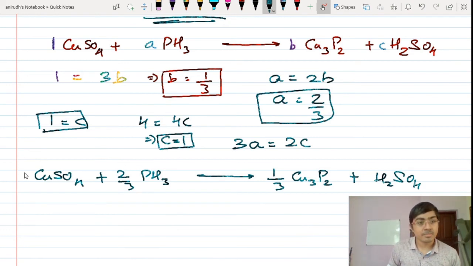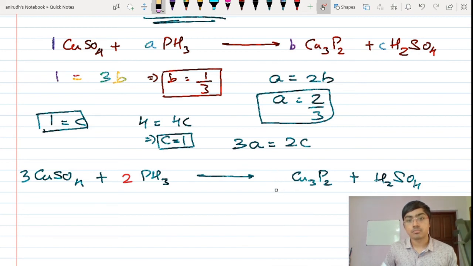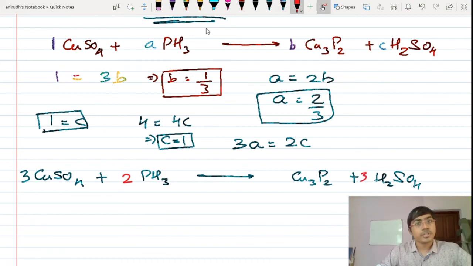So if I multiply this by 3, this will be 3 CuSO4. Now I will be getting 6 here, isn't it? I mean 2 by 3, isn't it? So A is 2 by 3. So yeah, 2 PH3 will be the answer. Here 2 is the answer here. Now here if I multiply by 3, I will get it as 1 Cu3P2 and here 3H2SO4. So did you like this particular method?